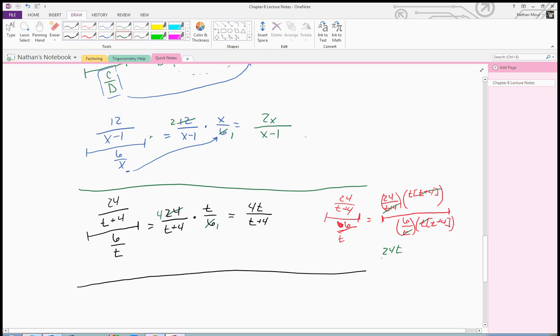t over 6t plus 24. I left my t out. How was that? All right. Now, we can then factor this even more to 24t over 6 times t plus 4. That gives us 4t over t plus 4.